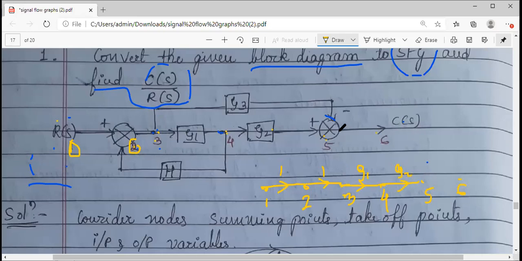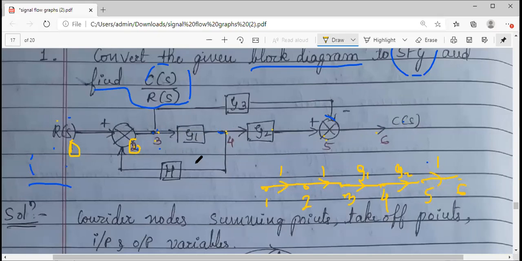Between 5 to 6 there is a connection, so draw a branch. However, there is nothing mentioned here for the gain, so take it as 1. So this is about the forward path. Now the remaining paths: there can be some feedback loops also. There are 2 feedback loops, I guess. No, there is only one.